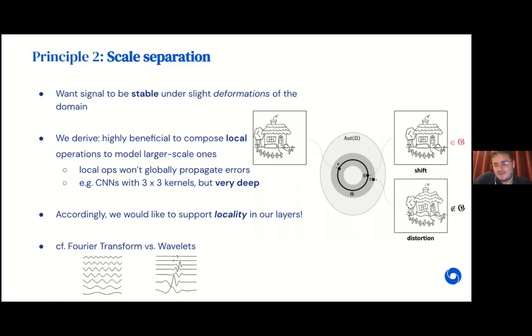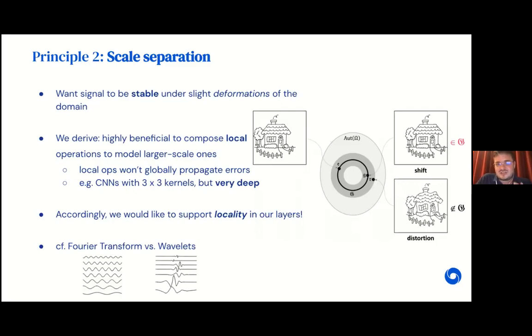And what we derive in the book through a combination of various known theoretical results is that it's highly beneficial to do super local operations on the domain and then compose them to model larger scale ones. The reason we want to do that is because if a layer is local, then any error or noise that happens in the vicinity of a particular domain point will not globally propagate immediately. It will actually stay locally contained around that single point.